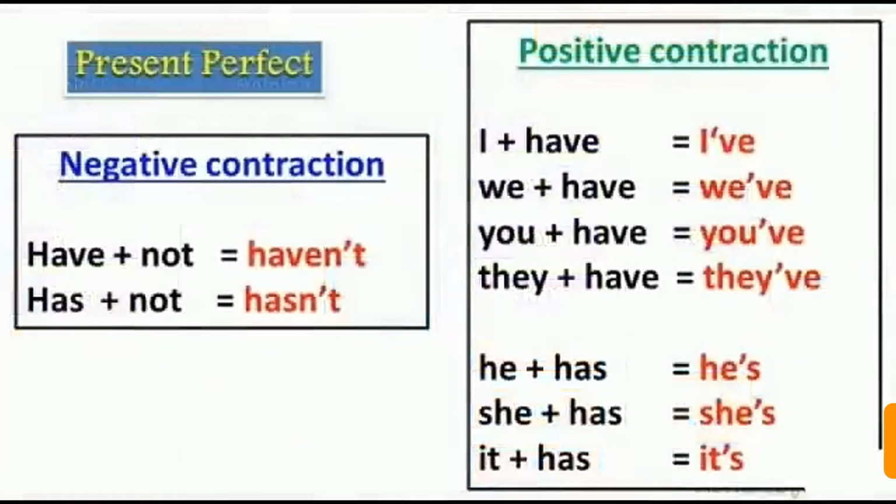Now let's see the negative contractions and positive contractions. Have not will be written as haven't, and has not will be written as hasn't. I have, we have, you have, they have, he has, she has, and it has will be written like this, as you can see on the screen.